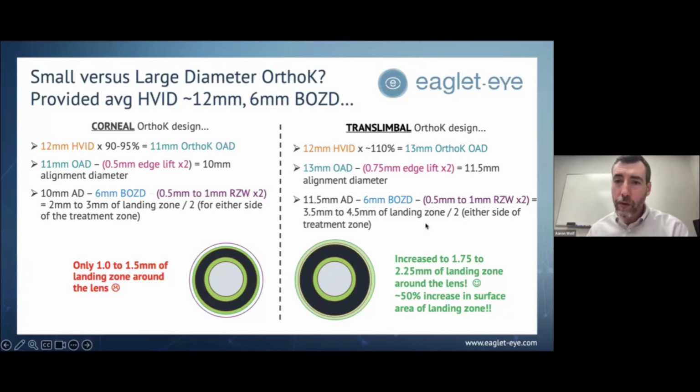Now, when we go to the translimbal design and we just work the math backwards, basically we want a lens that's slightly bigger. So we aim roughly a millimeter larger than the cornea. So we'll go beyond that. But you do still want the cornea to get adequate tear exchange.